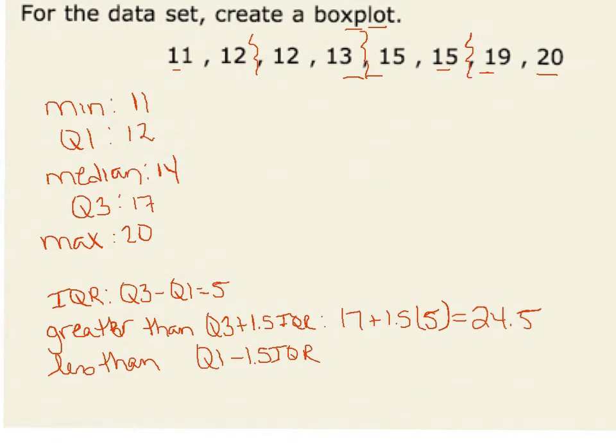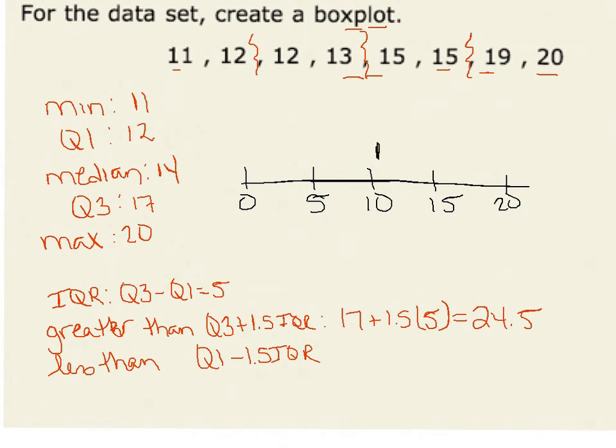In order to construct the box plot using the 5-number summary, we will first have to draw a scale. To construct the box plot, we are going to plot the 5-number summary. We know that our minimum is at 11, our lower quartile is at 12, our median is 14, and our upper quartile is 17, and finally our maximum value is 20.